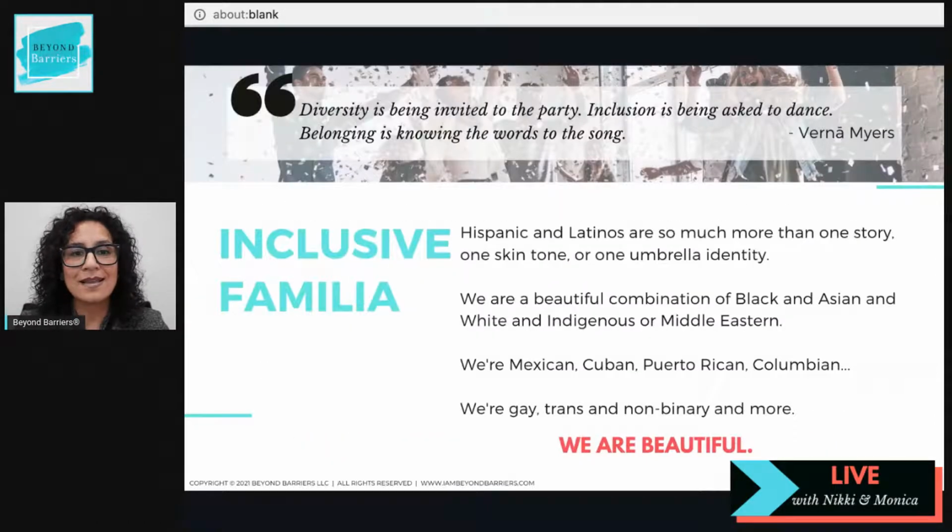So those are best practices, because remember, we are an inclusive familia. We are so much more than one story, one skin tone. We aren't just one big umbrella identity. We are 61 million people with over 21 different cultures. We're a beautiful combination of Black, Asian, white, Indigenous, Middle Eastern, mixed race. We are Mexican, Cuban, Puerto Rican, we are Colombian, but we are also gay, trans, non-binary, and so much more. But we are beautiful. So remember, we are just one human race, and we need to celebrate those differences, but we are one. We are Latino, we are Hispanic.